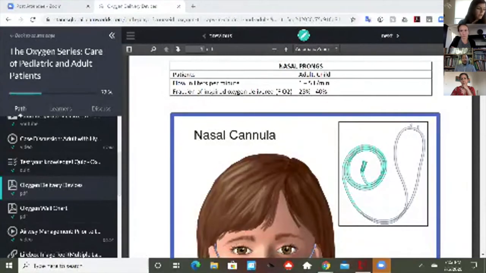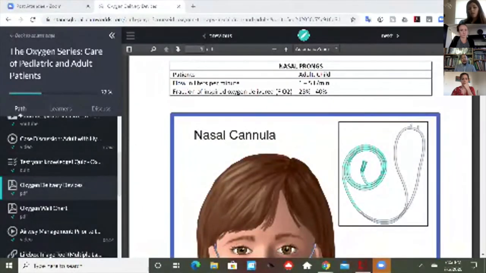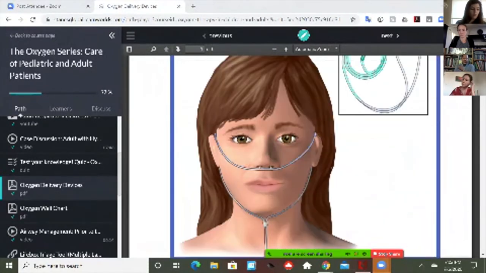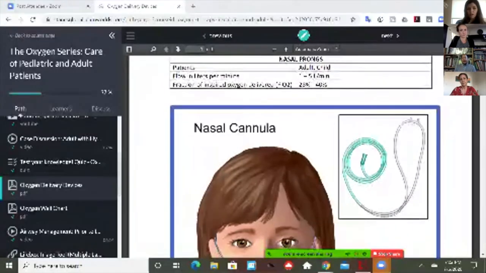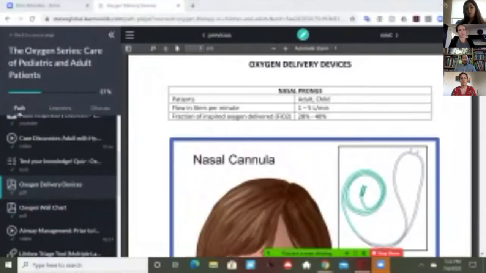Okay. And one of the questions we got were, what are the modes of administration for oxygen therapy? That's what we're going over right now. We've gone over this before in previous sessions, but these are the different types of delivery devices that you can use for oxygen. So a nasal cannula delivers 28 to 40% oxygen and generally gives 1 to 5 liters per minute.